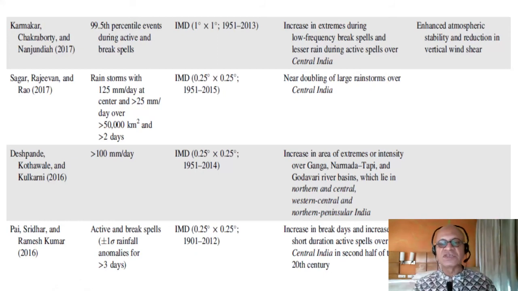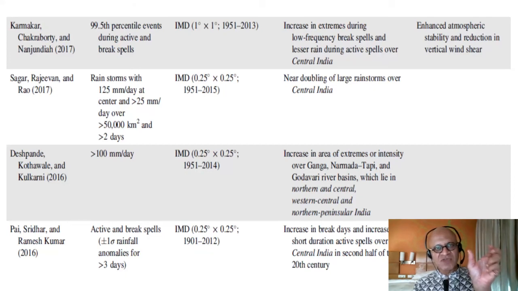Okay, just reported that there is an increase in the area of extremes and intensity of rainfall. So again, we said duration, intensity and frequency, but we are also now adding spatial scales to these diagnoses. We looked at this study already. Increase in break days, and increases in short duration active spells over central India in the second half of the 20th century. So pay attention to break periods and break days.